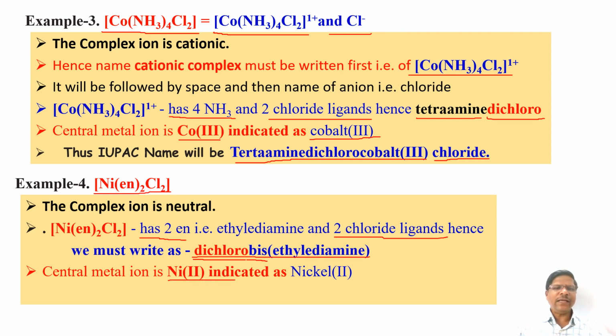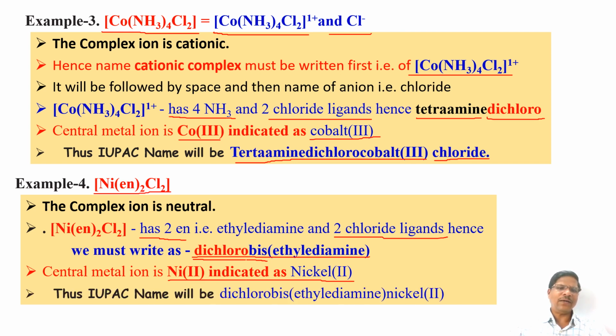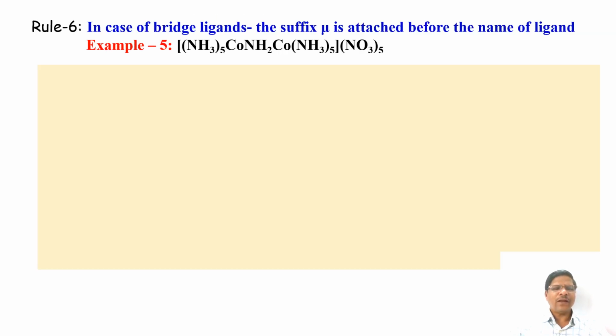The central metal ion is nickel 2, indicated as nickel 2. Therefore, the overall IUPAC name is dichlorobis(ethylene diamine)nickel 2. It is a single word for the name of the coordination compound [Ni(en)2Cl2].